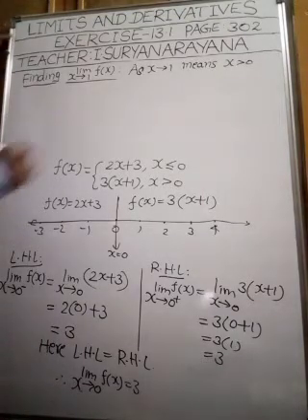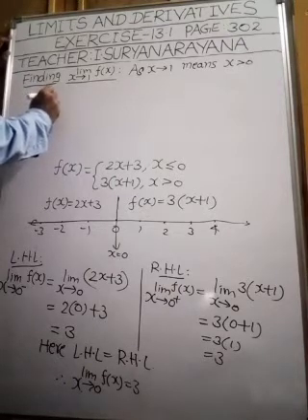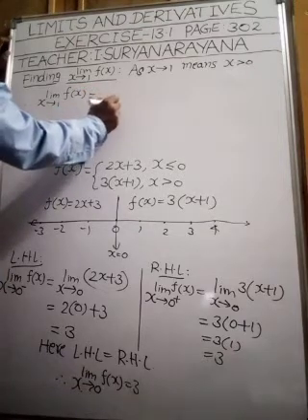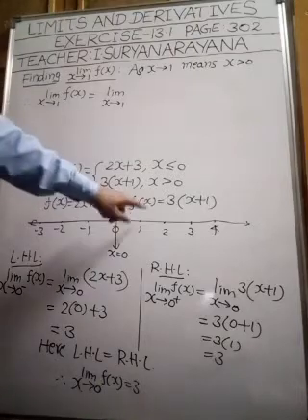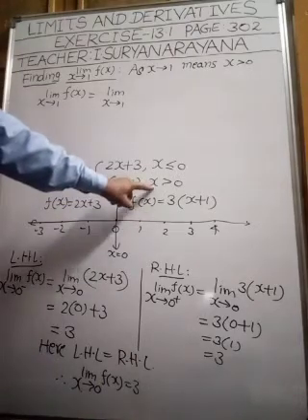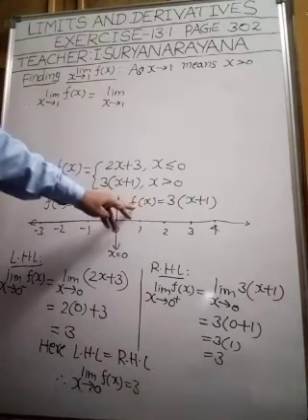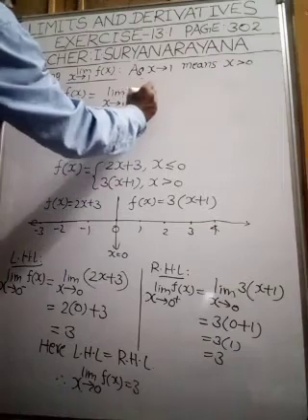Understood this point, my children? Right. Therefore, as x tends to 1, limit of f of x is equal to limit of, what is f of x here? As x is greater than 0. At x equal to 1, x is greater than 0. Therefore, we have to consider this function only: 3x plus 1.